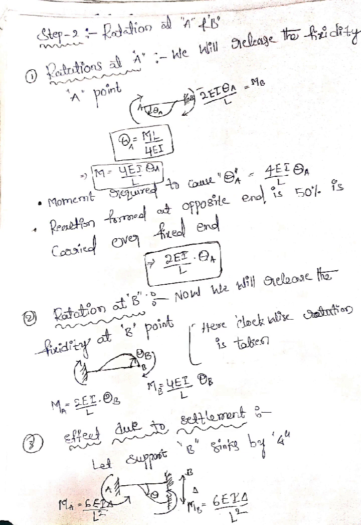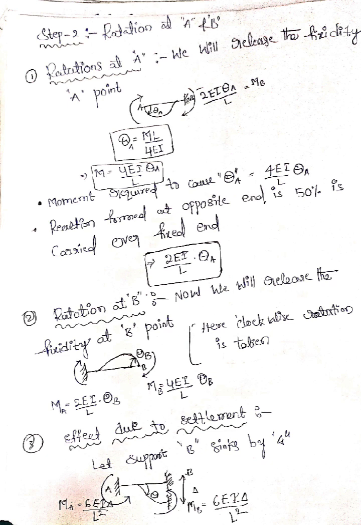Next we'll apply the rotation at B. Now we release the fixity at point B, as you can see in the figure. At B we have applied a clockwise rotation theta B. Due to that, a clockwise moment MB is formed, and at A, as there is sagging, a clockwise moment is there, so MB equals 4EI by L theta B. Half is carried over to MA, therefore MA equals MB by 2, that is 2EI by L theta B.